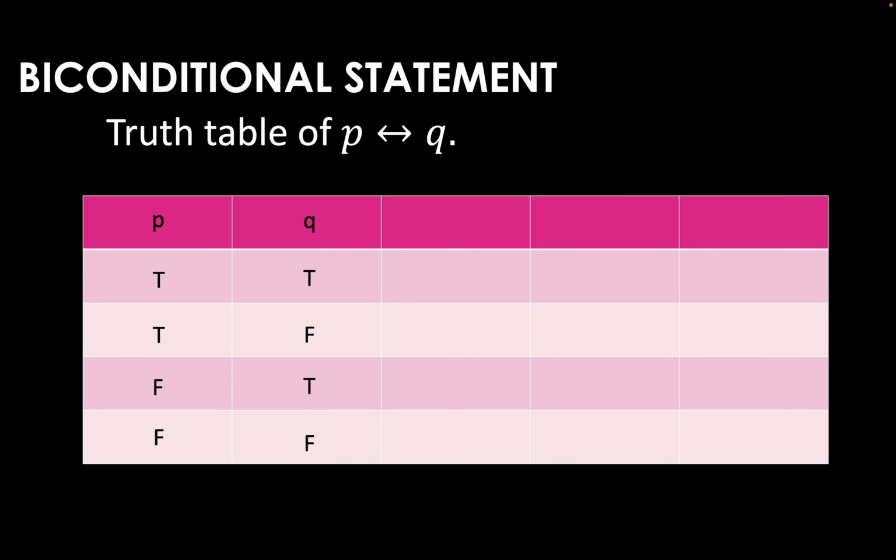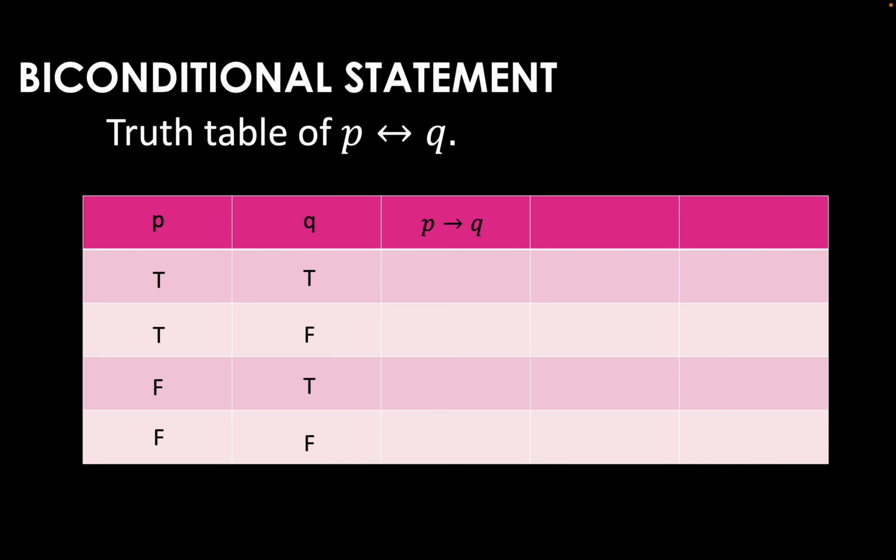Next, in finding the biconditional statement, we also need to identify in the truth table the conditional statement of P and Q and the converse statement of P and Q. So we have here P implies Q, which is the conditional statement. Again, let's recall the conditional statement. It is false only if your first statement is true and your second statement is false. The rest are true. That is the strategy.